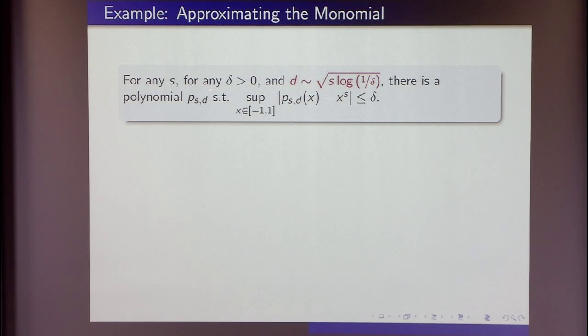And so the theorem is that for any positive integer s, and for any delta, if I pick my degree d to be square root of s times log 1 over delta, then there is a polynomial of degree d which approximates the monomial x to the s within delta over the range minus 1, 1. Okay?